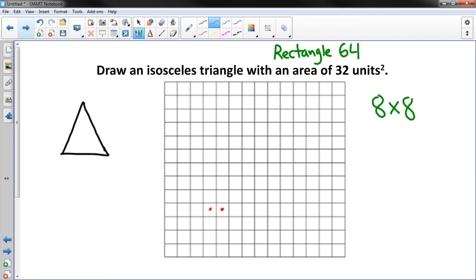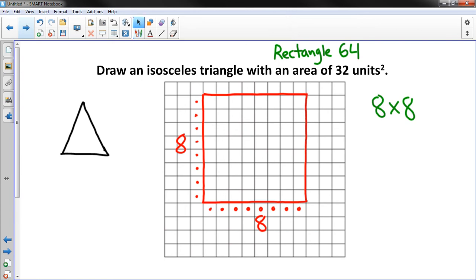1, 2, 3, 4, 5, 6, 7, 8. That's 8. 1, 2, 3, 4, 5, 6, 7, 8. That's 8. So this is a rectangle with an area of 64, and now I'm going to try to make an isosceles triangle inside of it with an area of 32.